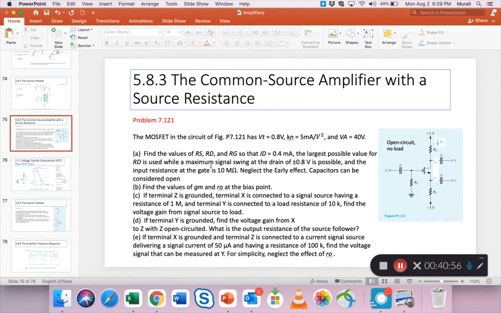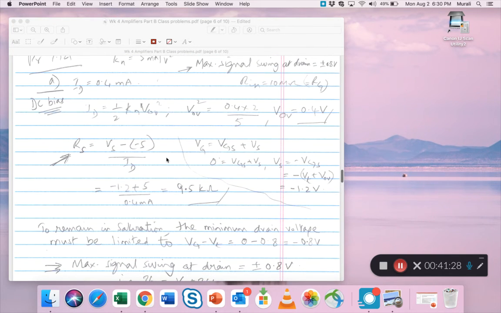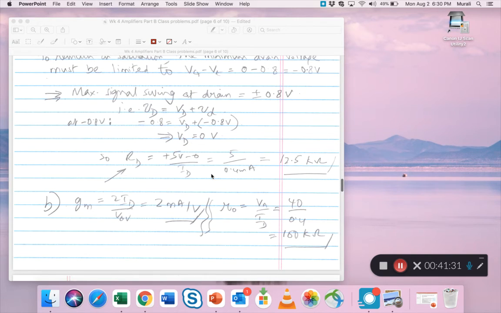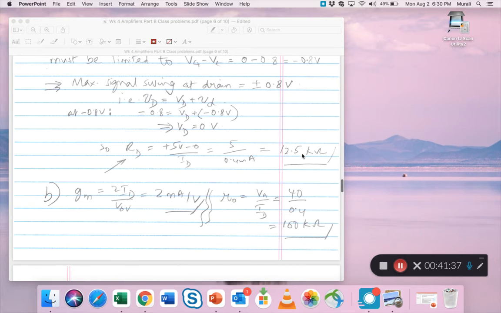So all we did was establish the values of Rs, Rd and Rg subject to this one condition, that at the drain you cannot go more than plus or minus 0.8 volts, when the input resistance at the gate is 10 meg. Okay. So using that condition, we were able to solve and come up with Rs and Rd. That's why I put this arrow here, the two important resistance values we needed.